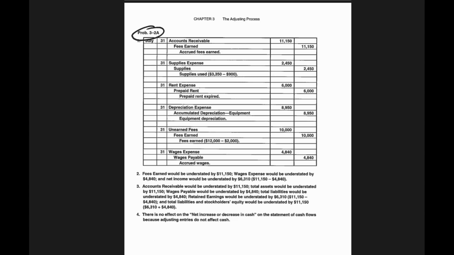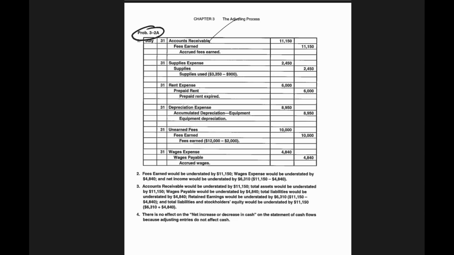Okay, and let's do two more problems here for chapter 3. The first one we'll look at is problem 3-2A, adjusting entries. It reads here, the selected account balances before adjustment are as follows. Some data needed for year-end adjustments. Unbilled fees at July 31st is $11,150. Unbilled fees. So we can do the first entry right away.